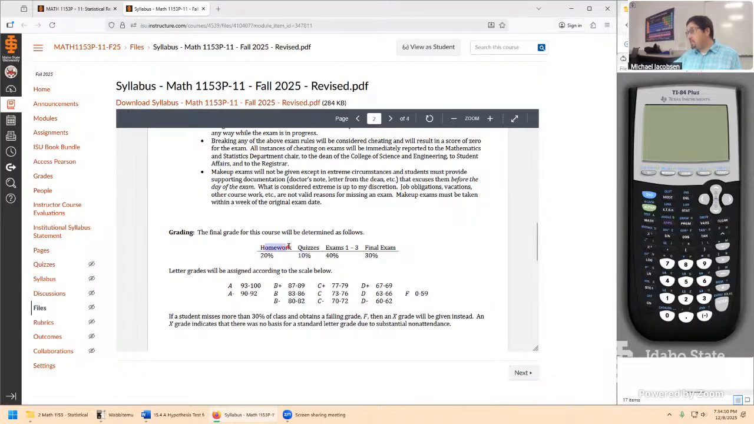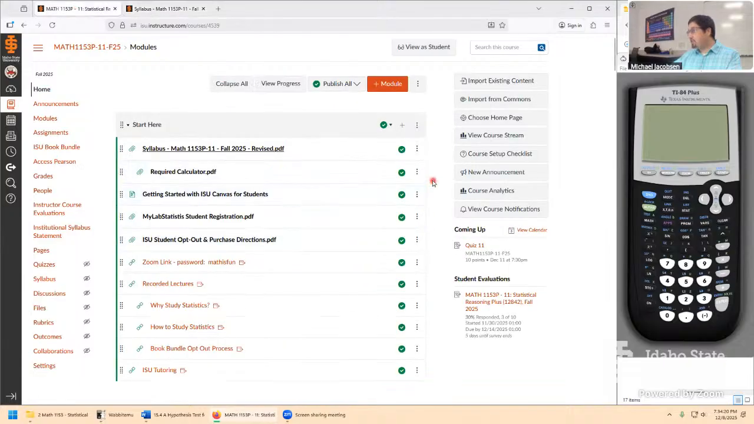Same for homework. This is the MyLab Statistics homework. If there's any section that's kind of missing there, you can still redo those sections to get full credit all the way to a final turn-in date.